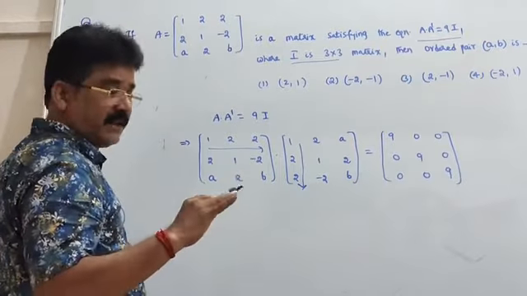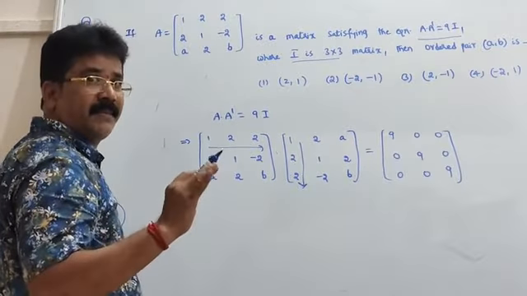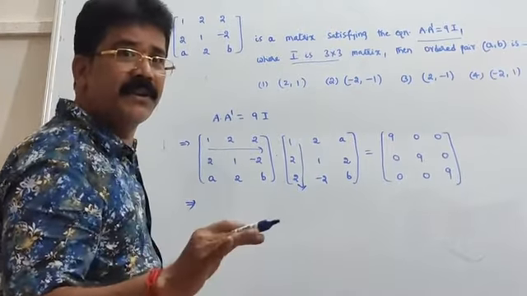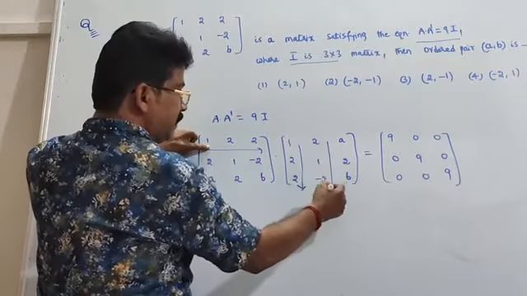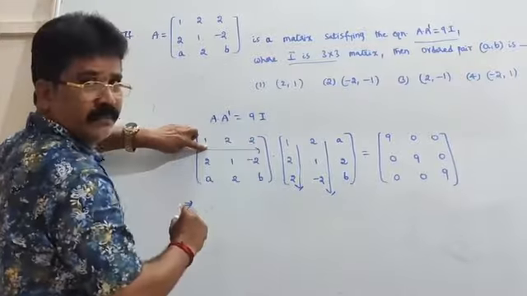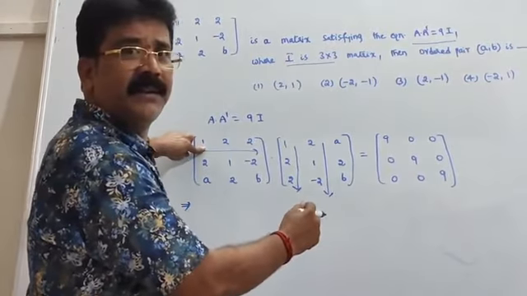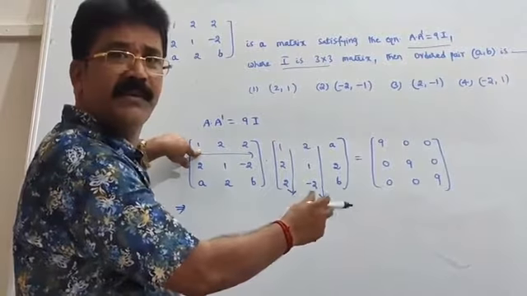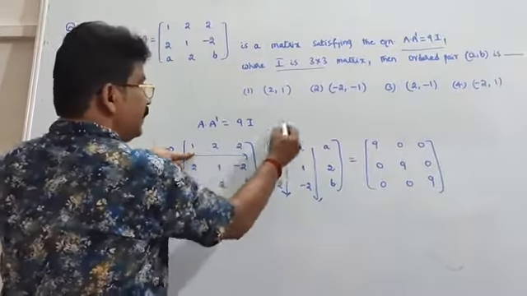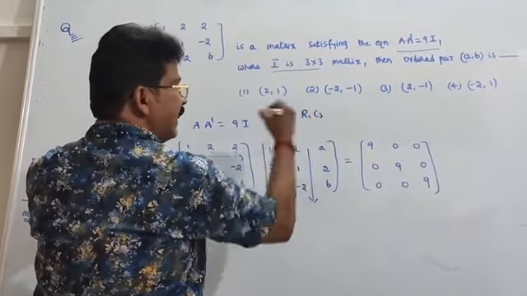No, there is no relation between A comma B. We are not getting an equation in terms of A comma B. Next, R1 C2. No, we are not getting any equation in terms of A comma B. Next, let us consider R1 C3.